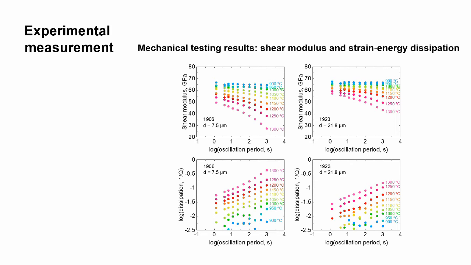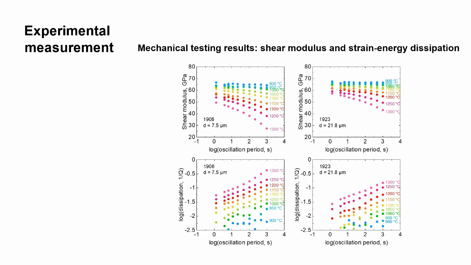The two upper plots are shear modulus against log oscillation period with temperature color-coded, and the lower two are log strain energy dissipation plotted in the same way. The variation of the two datasets is similar. The period dependence of shear modulus and strain energy dissipation both increase systematically with increasing oscillation period and increasing temperature.